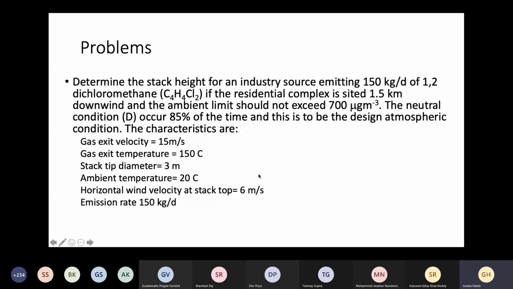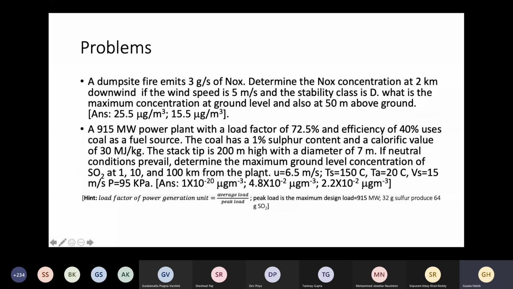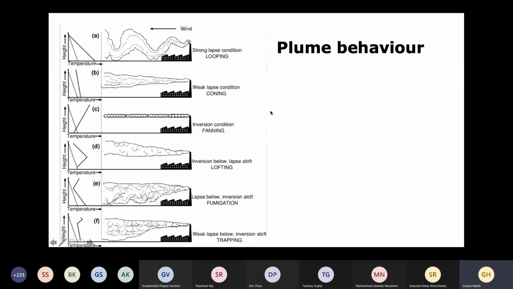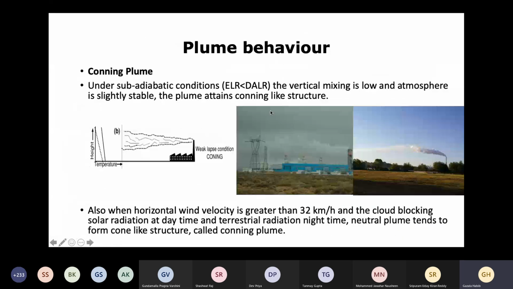So there are more examples in this slide. As I said, I will put some unsolved questions on MS Teams. You can go through the questions and try to solve them. Then we will learn about the inversion loft, and more about the plume behavior in the next class.